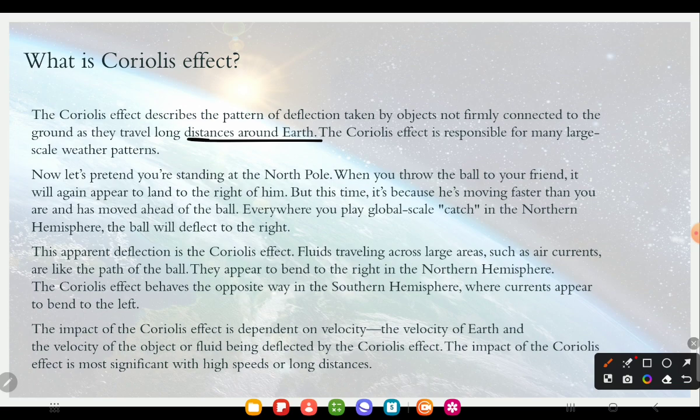Now let's pretend you are standing at the North Pole. When you throw the ball to your friend, it will appear to land to the right of him, but this time it's because he's moving faster than you and has moved ahead of the ball. Everywhere you play a global scale catch in the northern hemisphere, the ball will deflect to the right.